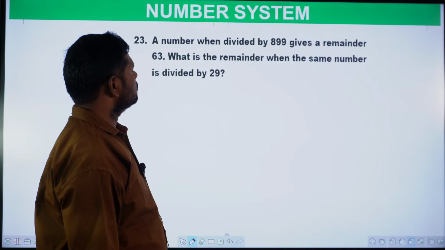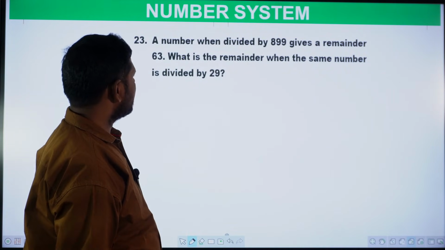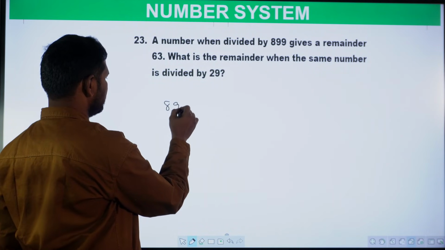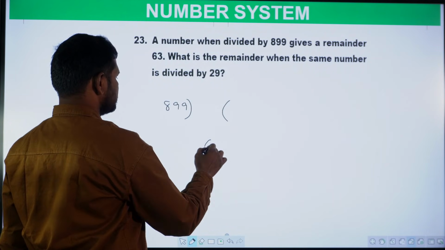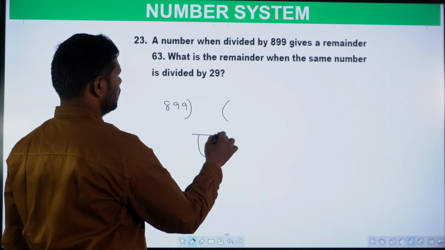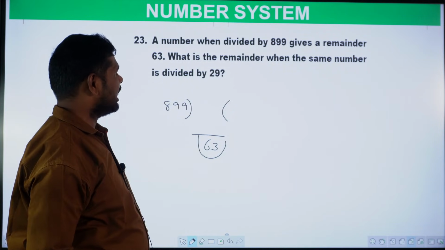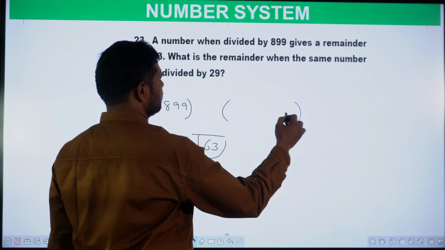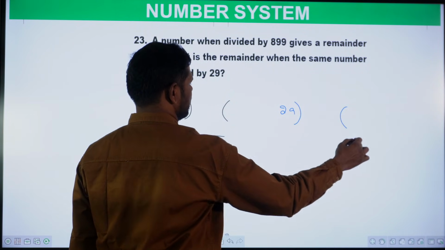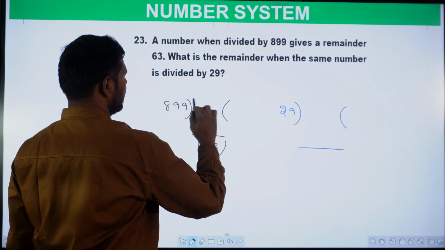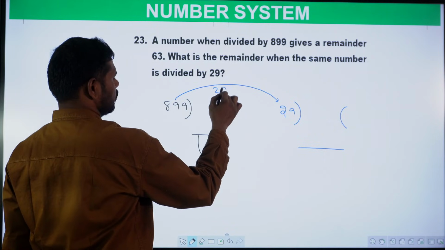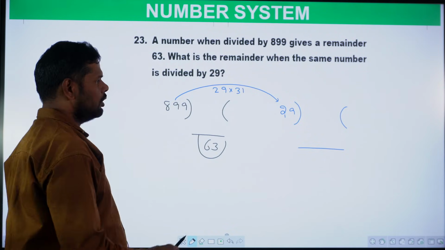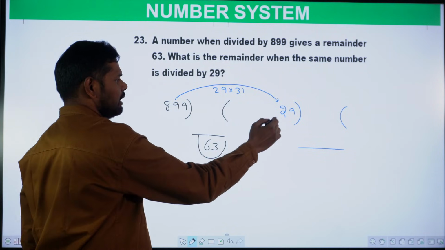A number when divided by 899 gives a remainder 63. What is the remainder when the same number is divided by 29? The same number is divided by 29. What is the remainder? You need to check whether 29 is a factor or not. 29 times 3 is 87, 29 times 1 is 29. So 29 times 31 is 899, so it is a factor of that divisor.